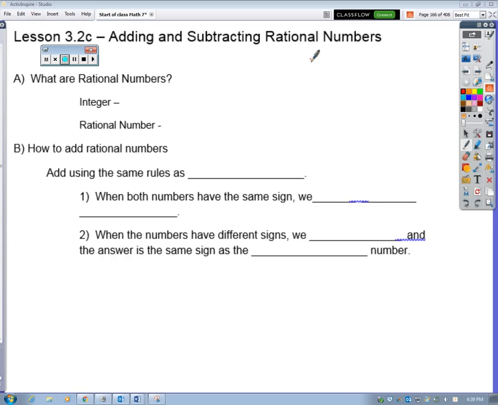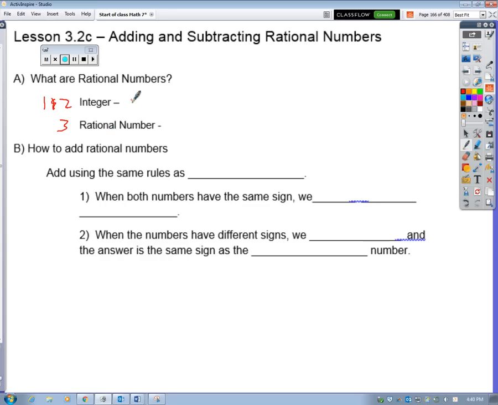Alright, first of all, we need to find out what are rational numbers. Okay? Chapters 1 and 2, we worked with integers. Now chapter 3, we're going to be working with rational numbers. And all these are categories of numbers. Just like we have different categories of vehicles, for example, like cars and trucks and sports cars, SUVs, we have different categories of numbers.